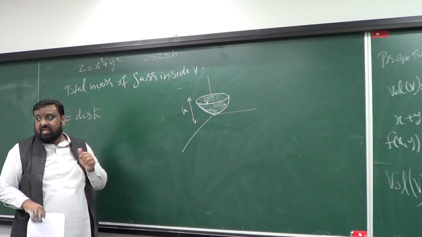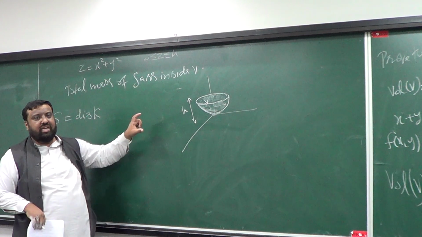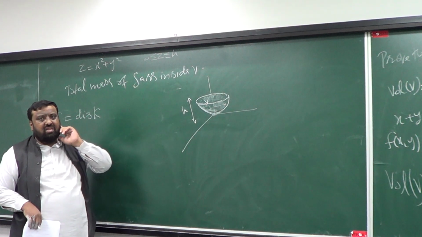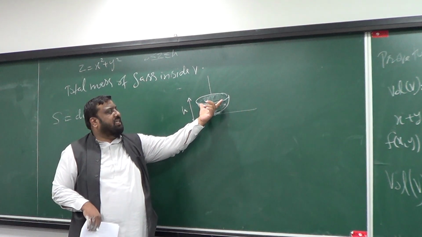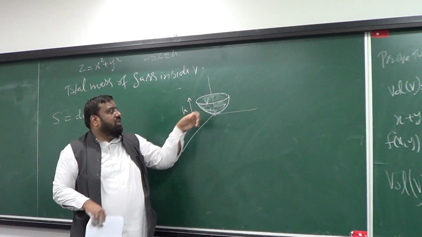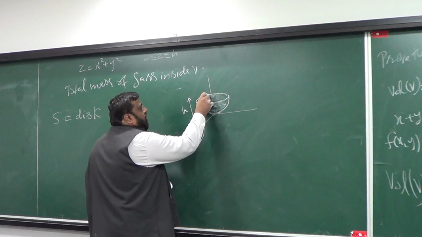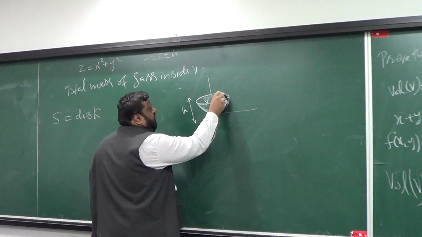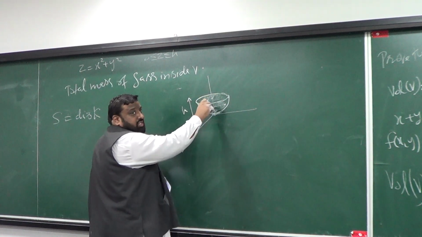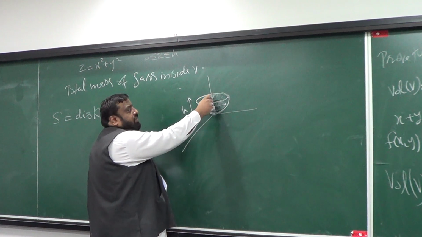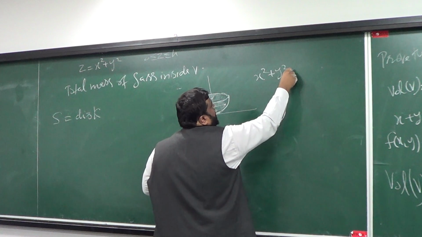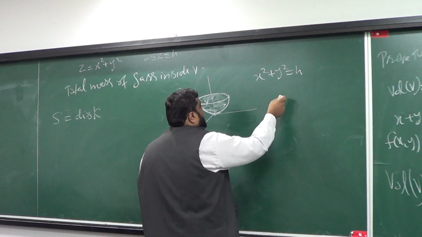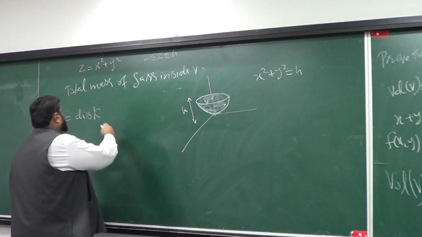So what would be the radius of this disk actually? It's not going to be h. H is the height. This is the function of the parabola, so it's going to be z equals x square plus y square. What would be the value of z at this top? It's going to be z equal to h. So this is representing x square plus y square equal to h. So what is the radius of it? Square root of h.